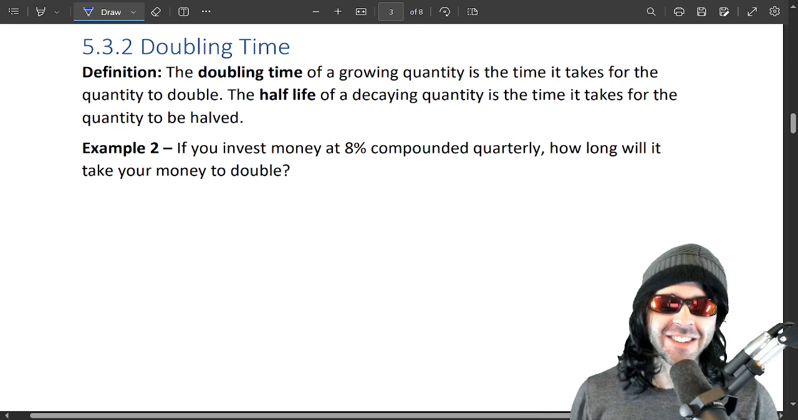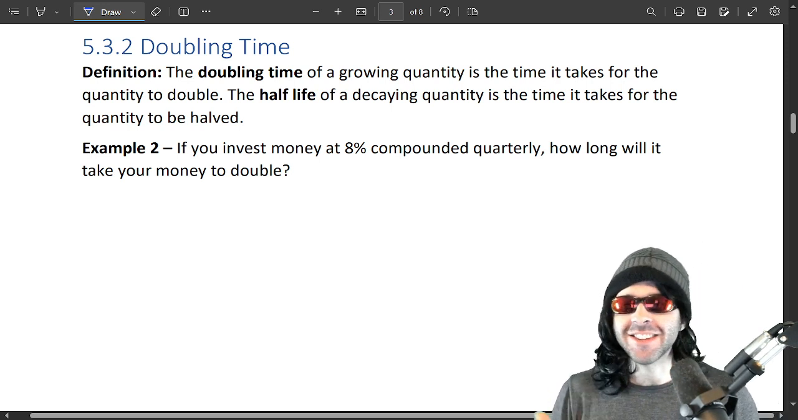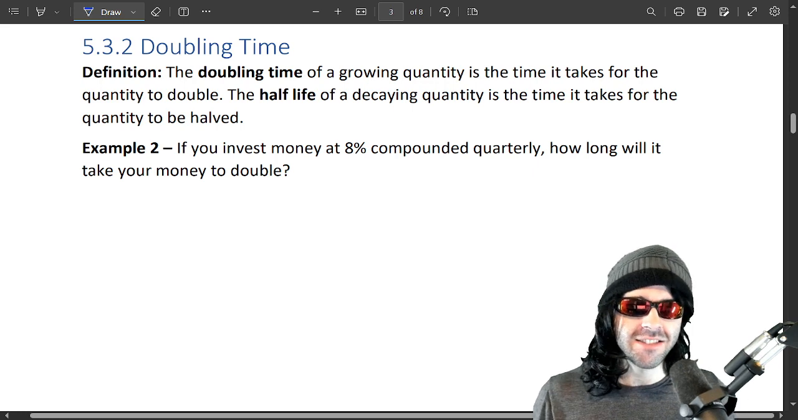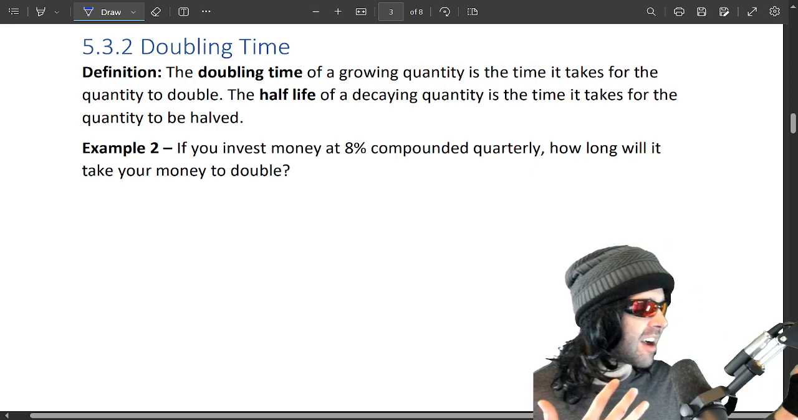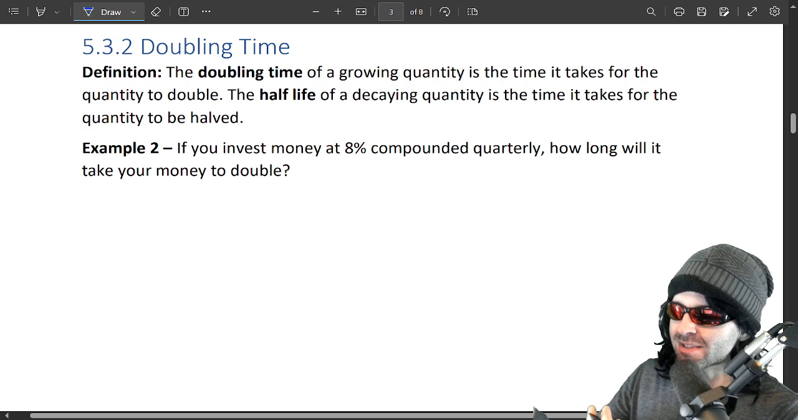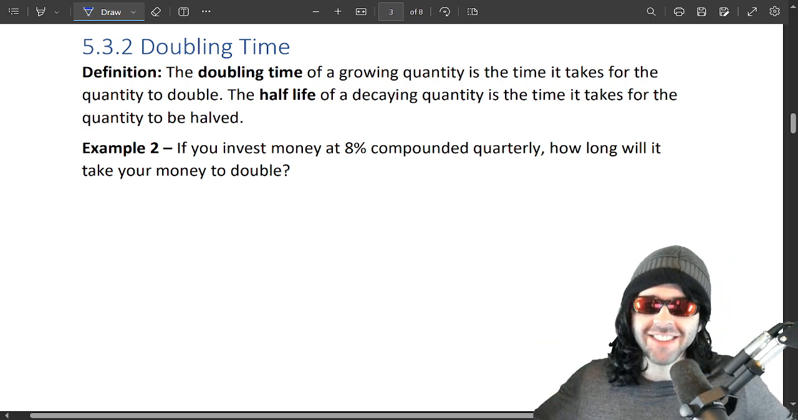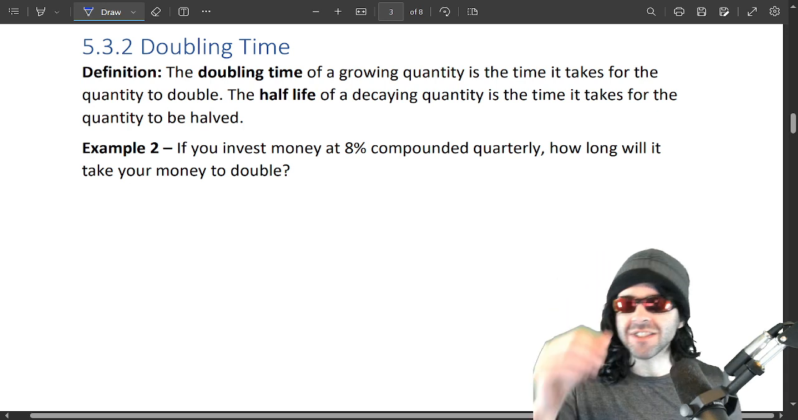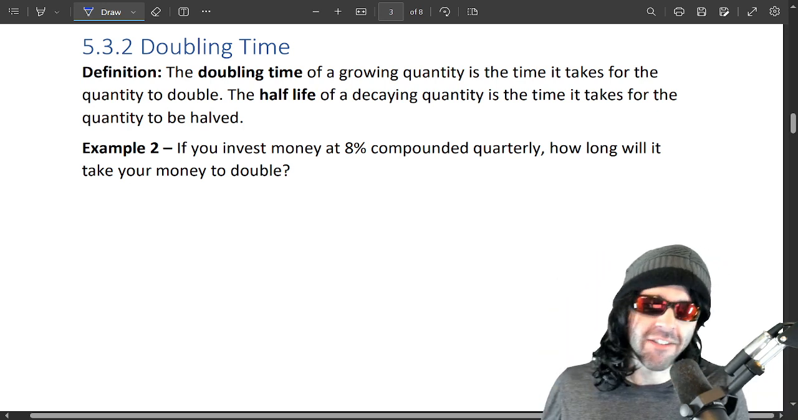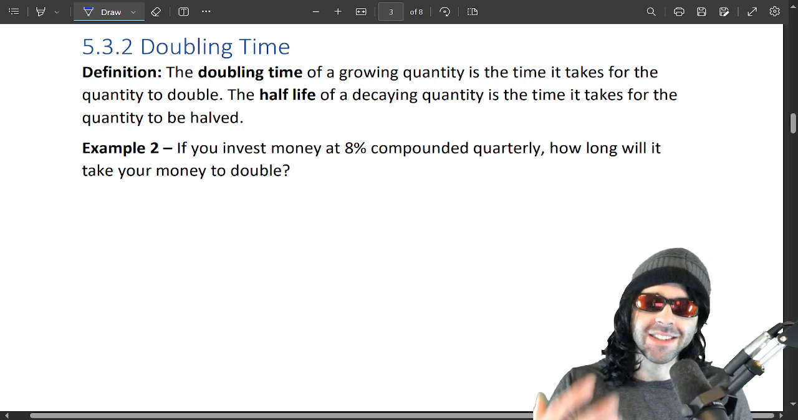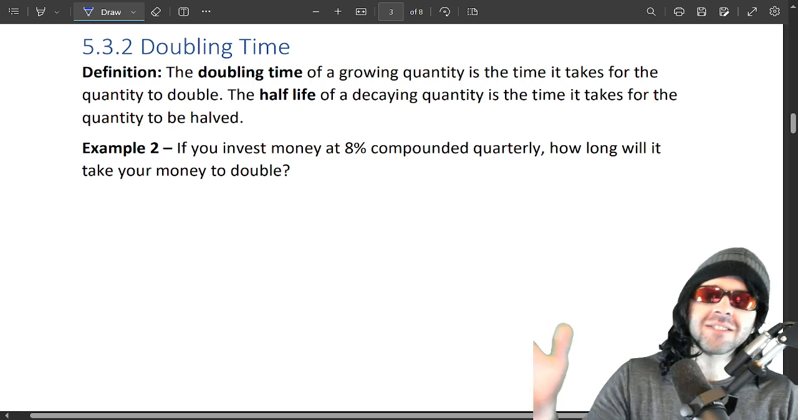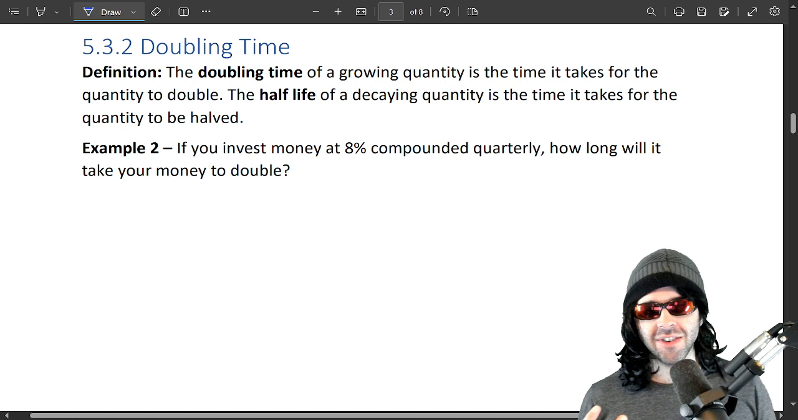Let's talk about doubling time, okay? So the doubling time of a growing quantity is how long it takes to double. Okay, doubling time means time to double. Not crazy, right? And then half-life is a little bit more confusing. We won't talk about that very much. That's just the time it takes to be halved. So let's see, how do we use this stuff?